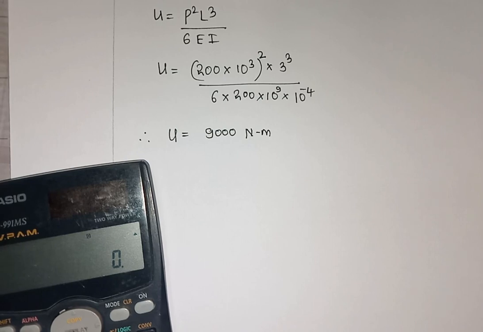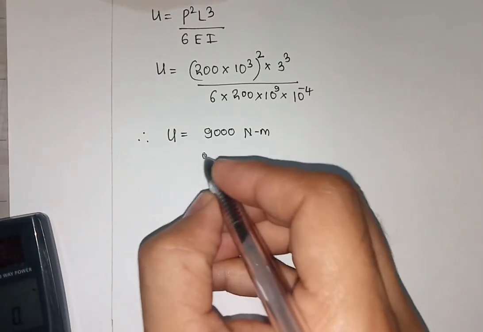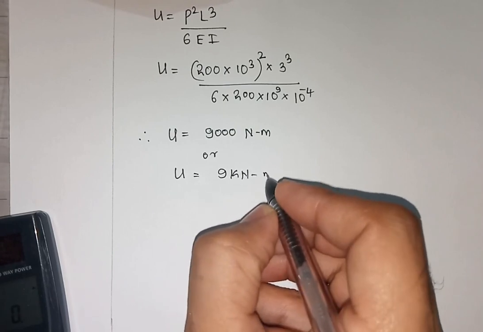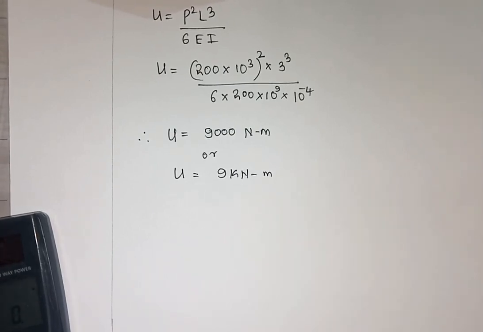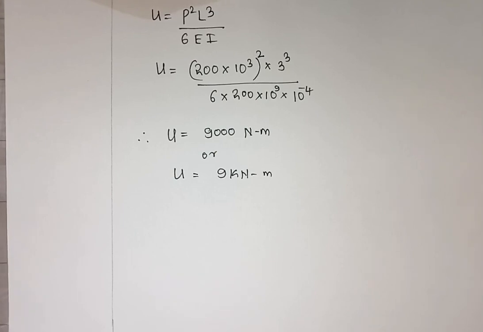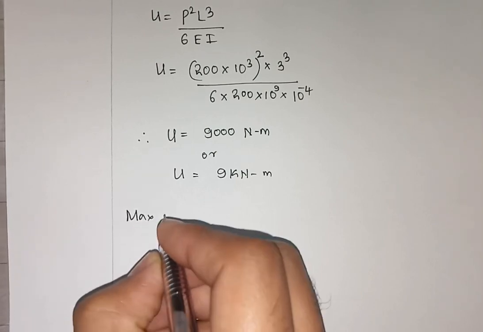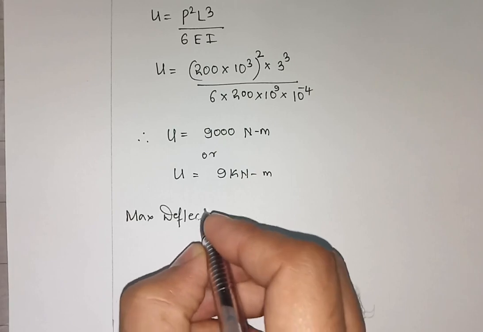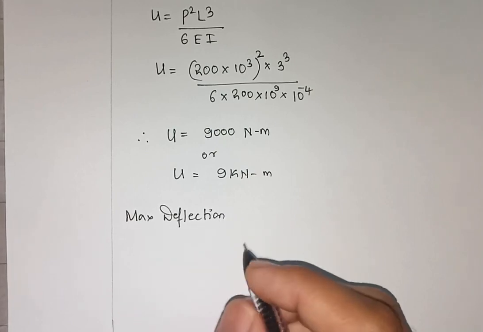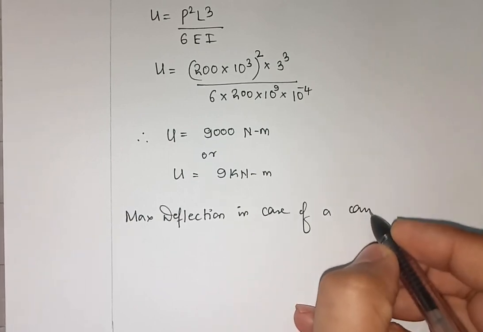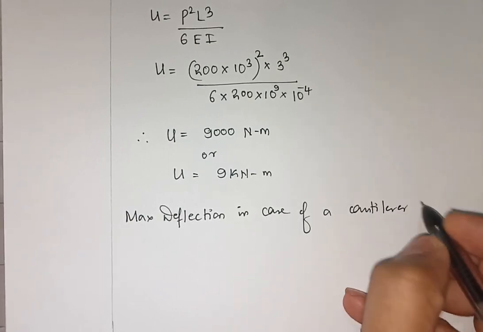So it is 9000 Newton meter, or you can also call it U is equal to 9 kilonewton meter. Both are same. Okay, that was the first point what he has asked. Next he has also asked you to calculate the maximum deflection. So maximum deflection in case of a cantilever beam.